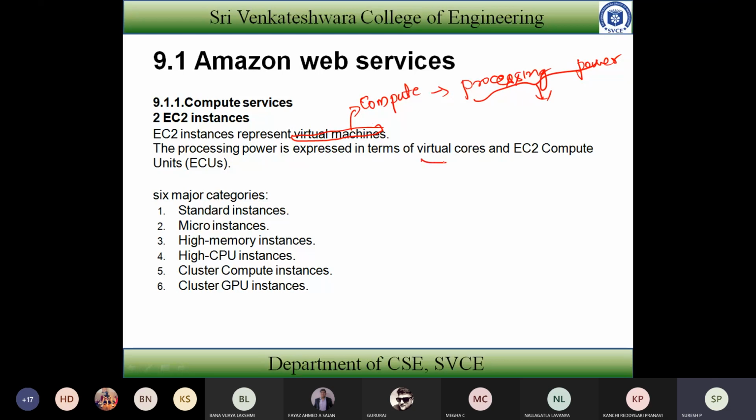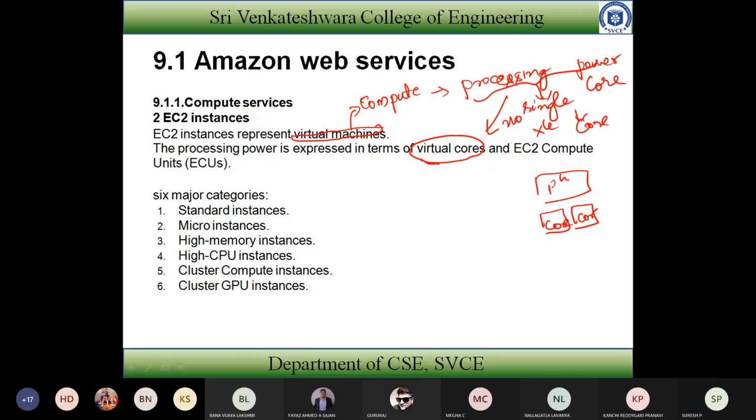The processor power of your EC2 or virtual machine will be expressed in terms of virtual cores, and it is going to have a number of cores. It does not have just one single core, it can have multiple cores also. So if we have one virtual machine, it can have multiple cores. That will be on the physical machine which you have at the top. This is how it will be expressed.